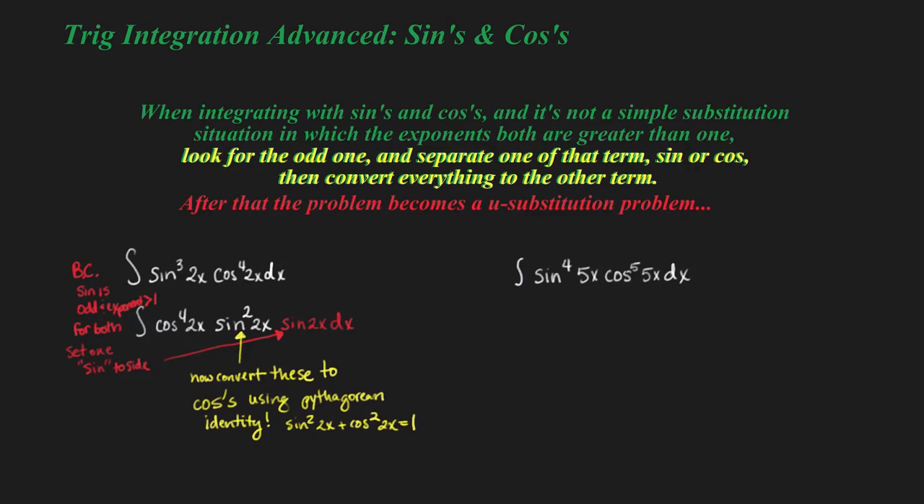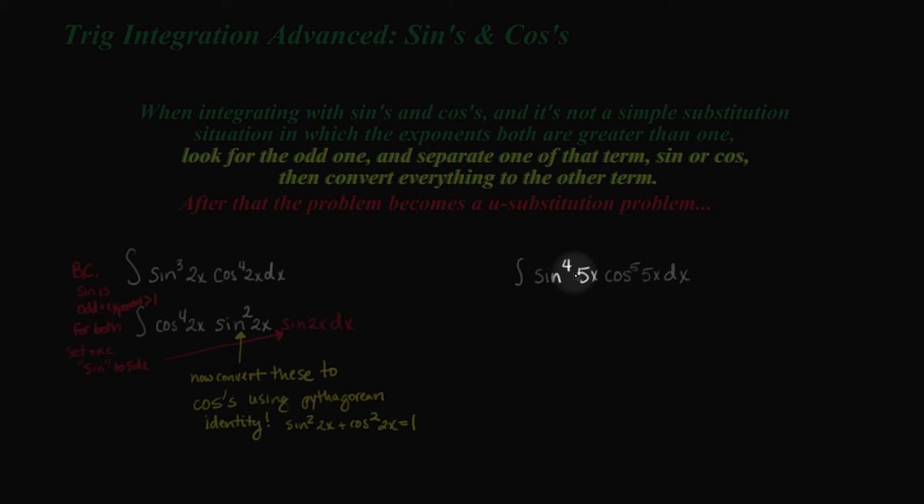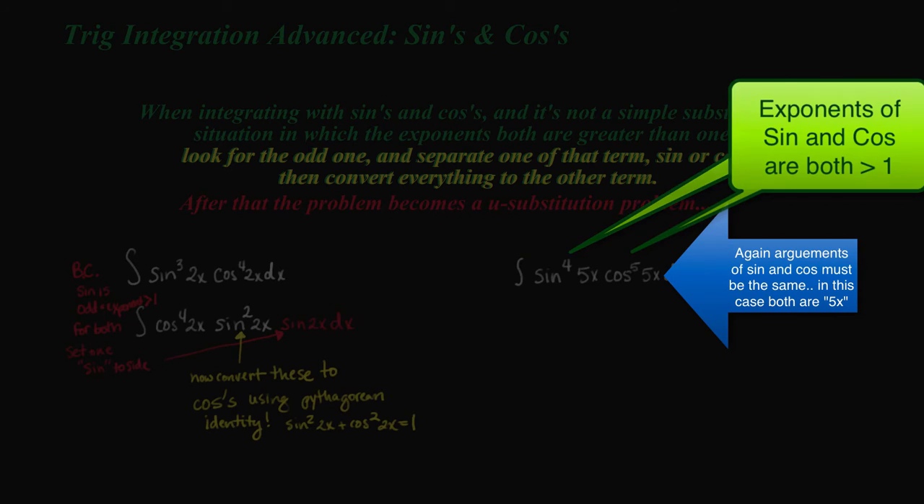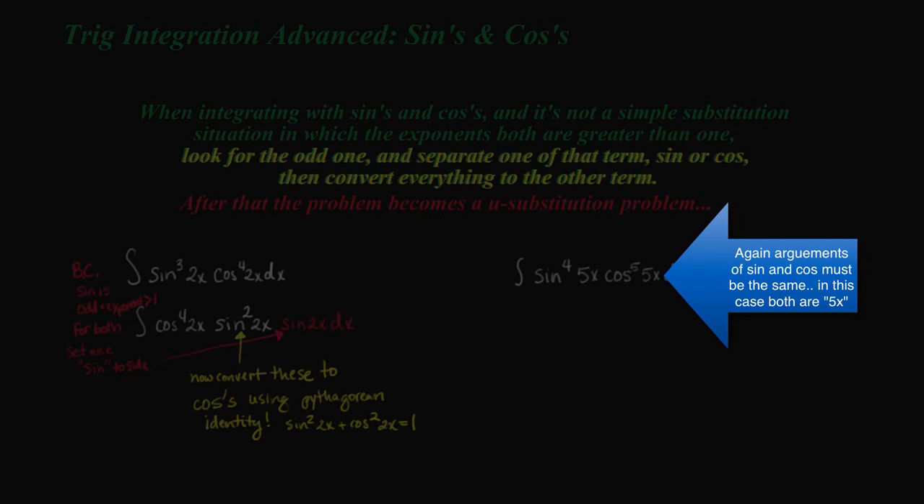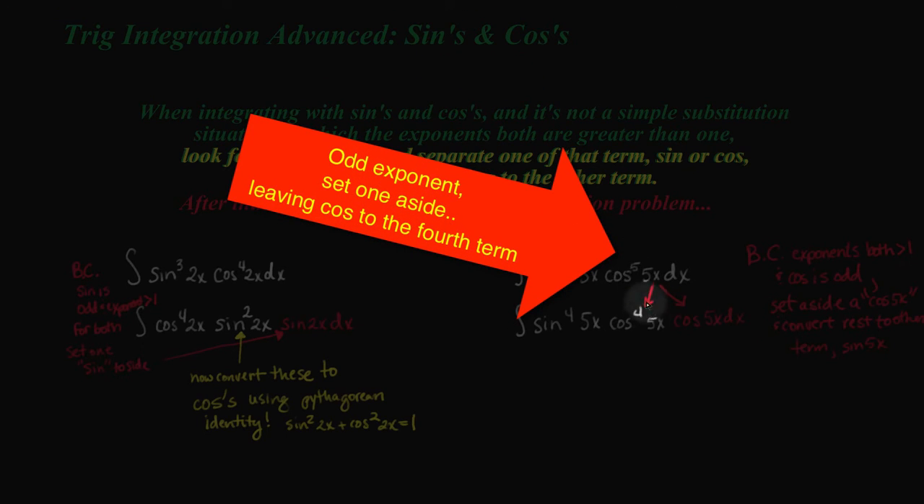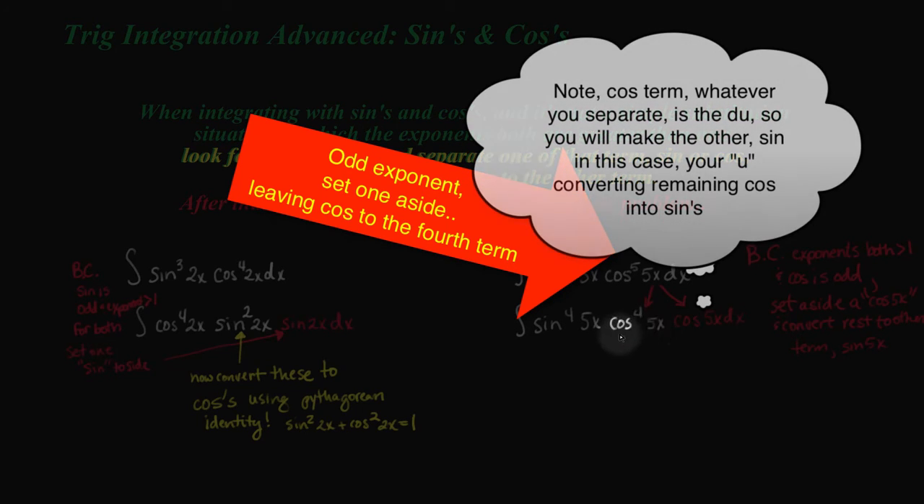If we're looking at this problem here, we have a fourth and a fifth power. Okay, so we can't just do simple trig identities, so we have to set one of the cosines aside because it's the odd man out, or woman. I don't want to be accused of being gender biased. Here we have a cosine 5x, and we're left with 4 of them.